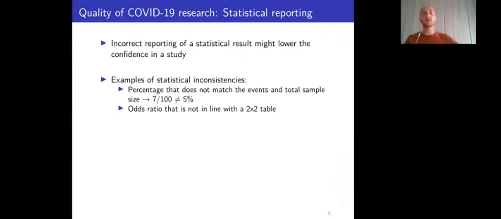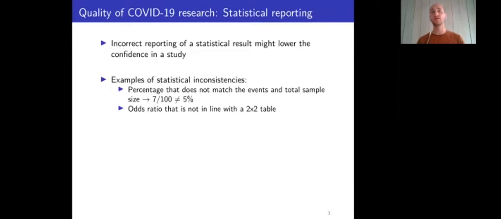This motivated us to look at another indicator of the quality of research, and that's the statistical reporting. Incorrect reporting of a statistical result might lower the confidence in a study. So if you see a study with a statistical inconsistency in it, then you might put less trust in the study in general.